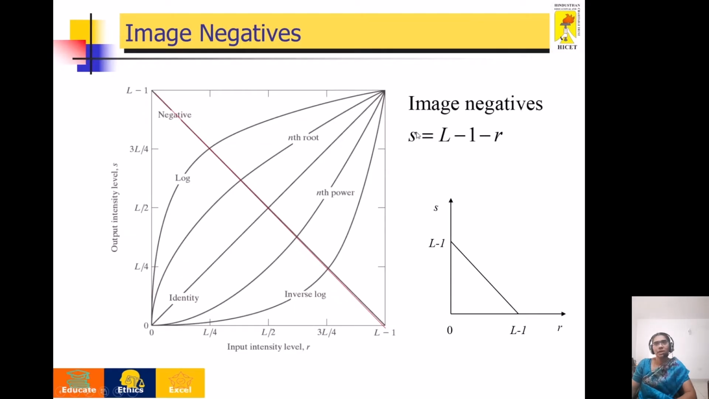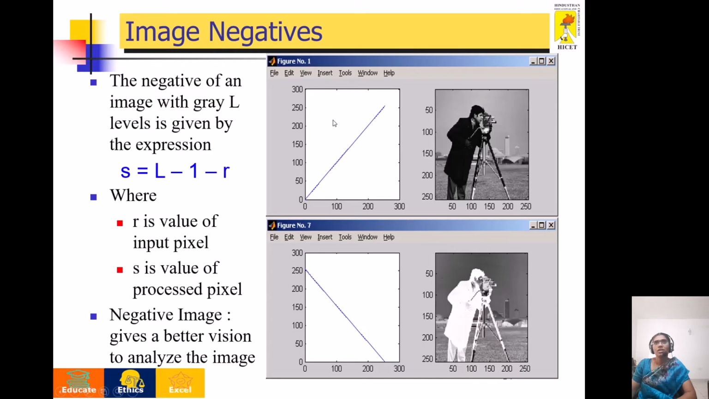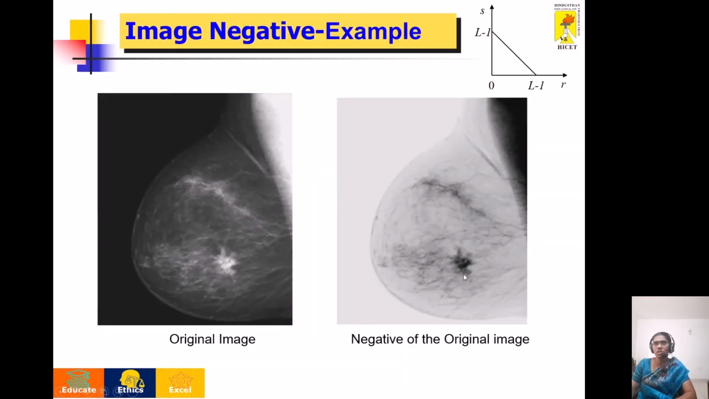This is given by the expression s = L - 1 - r, where s is the output gray level. Every input pixel is taken and applied with this transformation, and the respective output gray level is obtained. This is the input image, and if you represent it directly, this is the identity transformation. If you apply the negative transformation, you will get this type of image. Negative transformation is applied in identifying tumors. For example, in mammography, it helps to identify the lumps present.